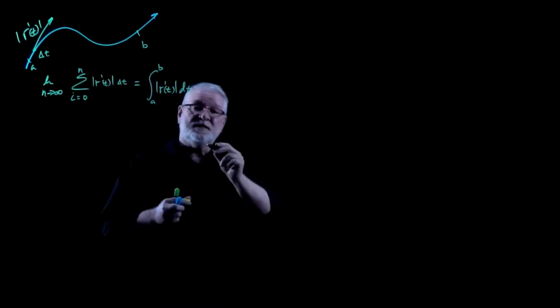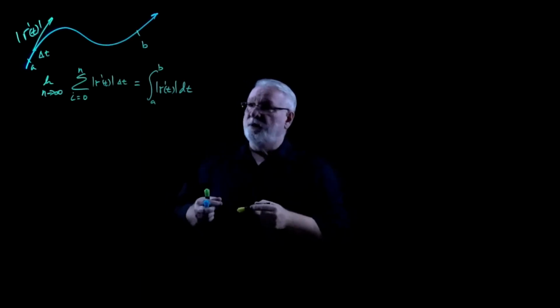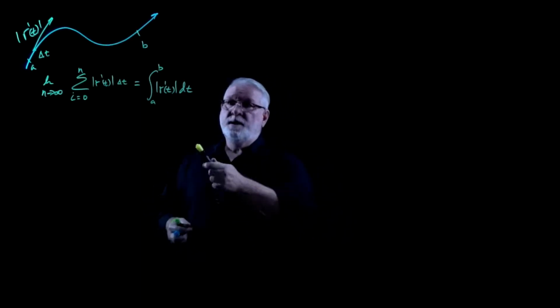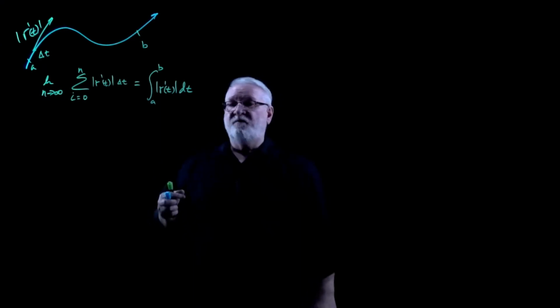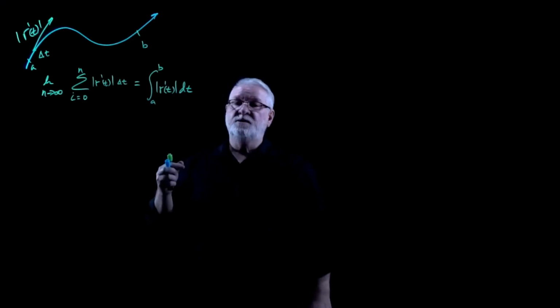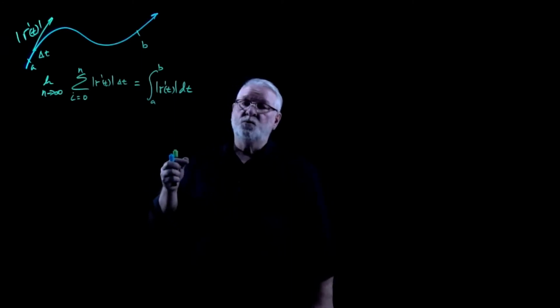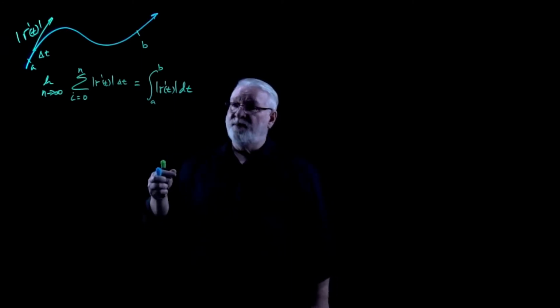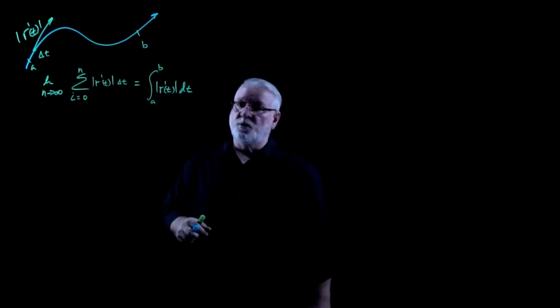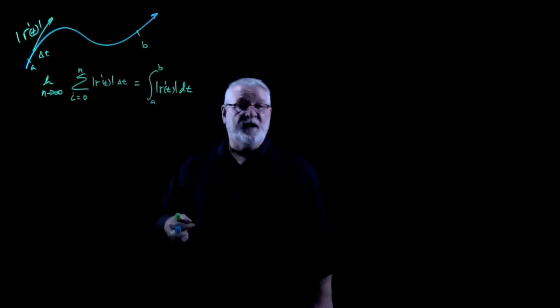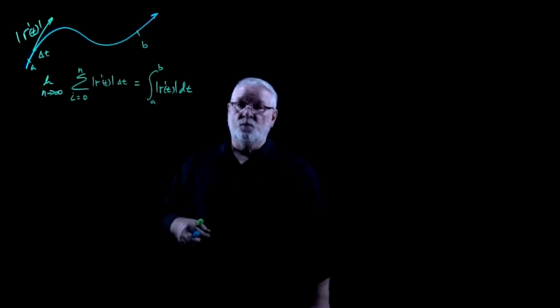Now, I'd like to say this integral is always easy to calculate, but of course, frequently it won't be. Keep in mind that the magnitude of r prime of t will itself be a function that contains three parts. The derivatives of the three components will each be squared and added together, and then they'll be placed under a square root. That could, in fact, turn out to be an integrand that's extremely difficult to evaluate with the techniques of integration that we know.